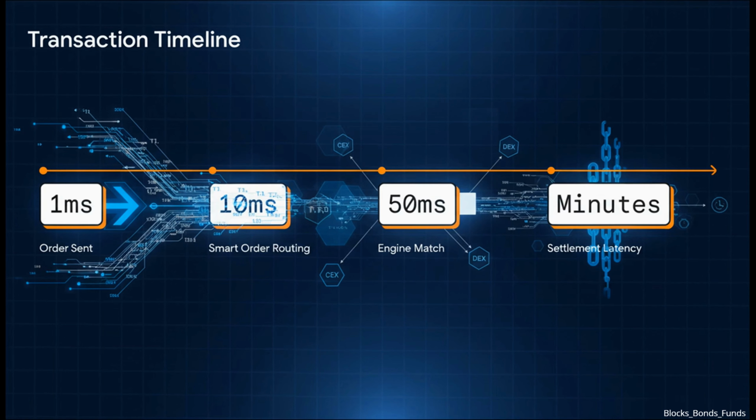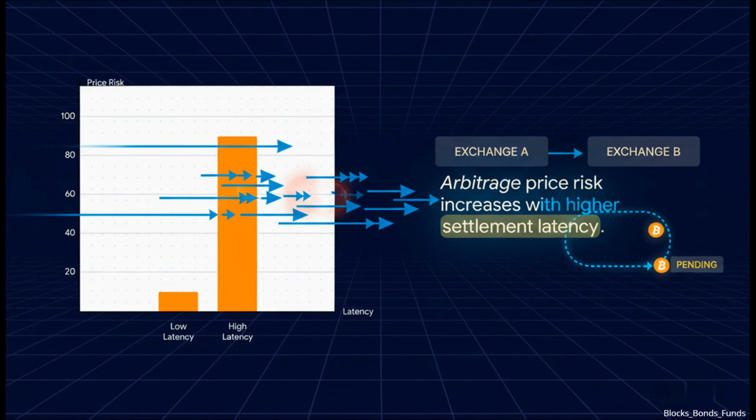But this fragmentation exposes a pretty massive vulnerability in the system. Blockchains take time to validate transactions, right? And that latency means cross-exchange arbitrageurs face enormous price risks. While they are literally just waiting for a transfer to settle between two different platforms, the market price could swing wildly against them. This slight delay, this latency, is exactly why prices can temporarily fall completely out of sync across the entire world.